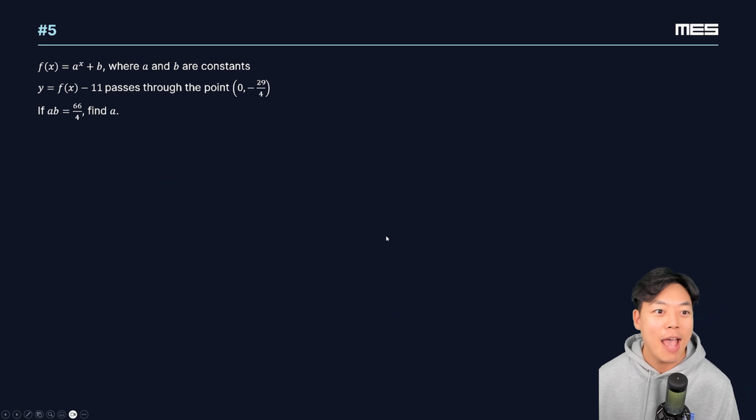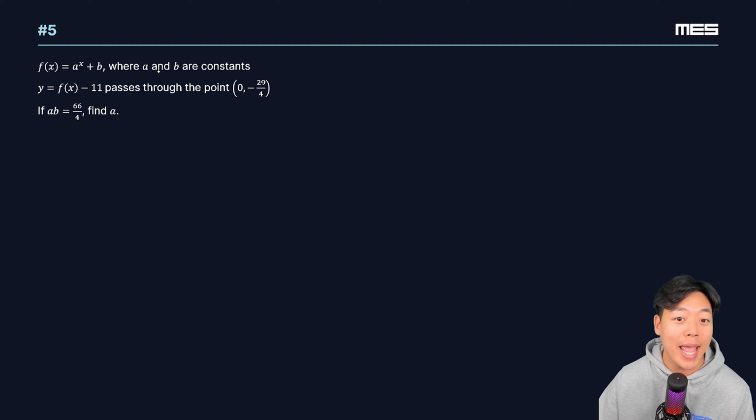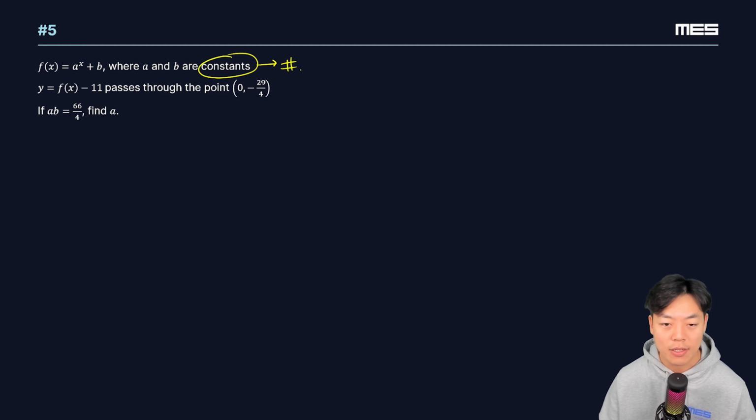Number 5, f of x is equal to a to the x plus b, where a and b are constants. Students tend to get confused about what a constant is. Basically, a constant is just any number. Don't get confused, right? A constant is just any number. It could be an integer, a rational number. It could really be anything as long as it's a real number.